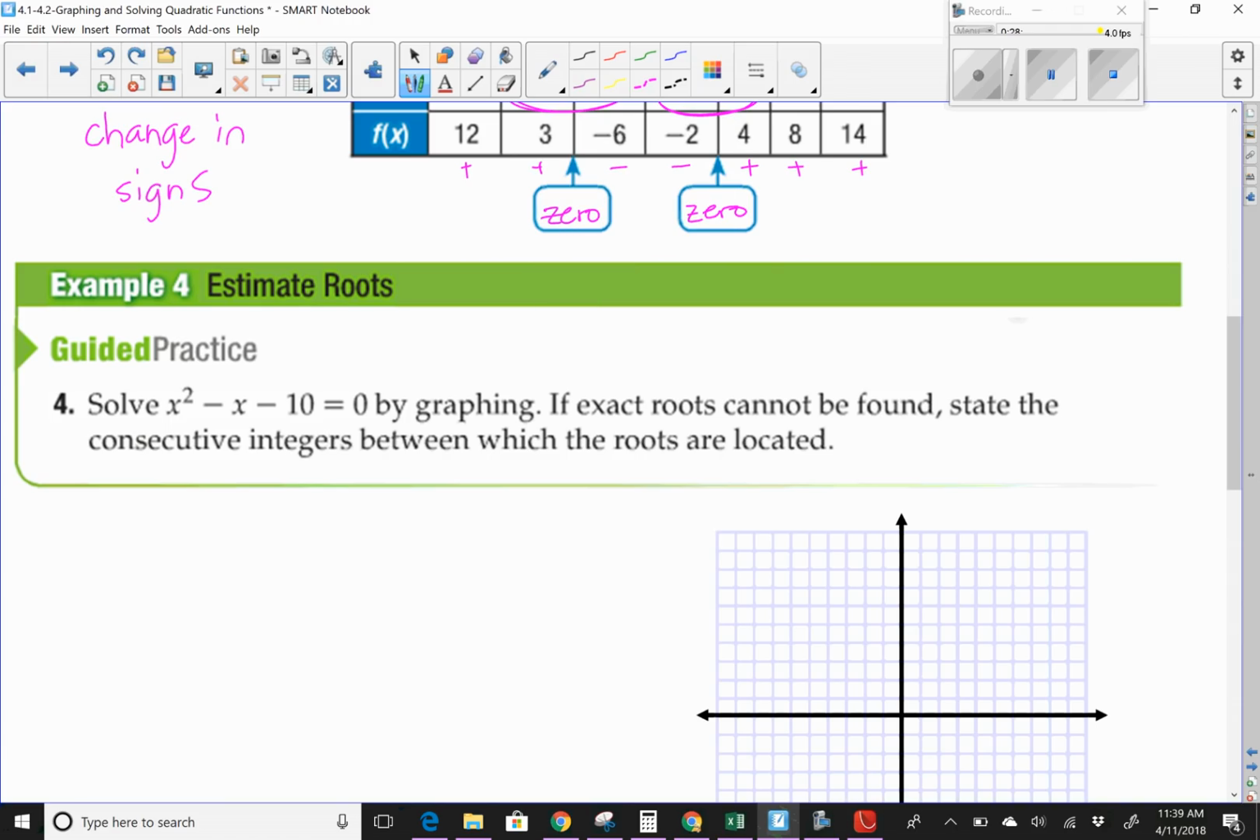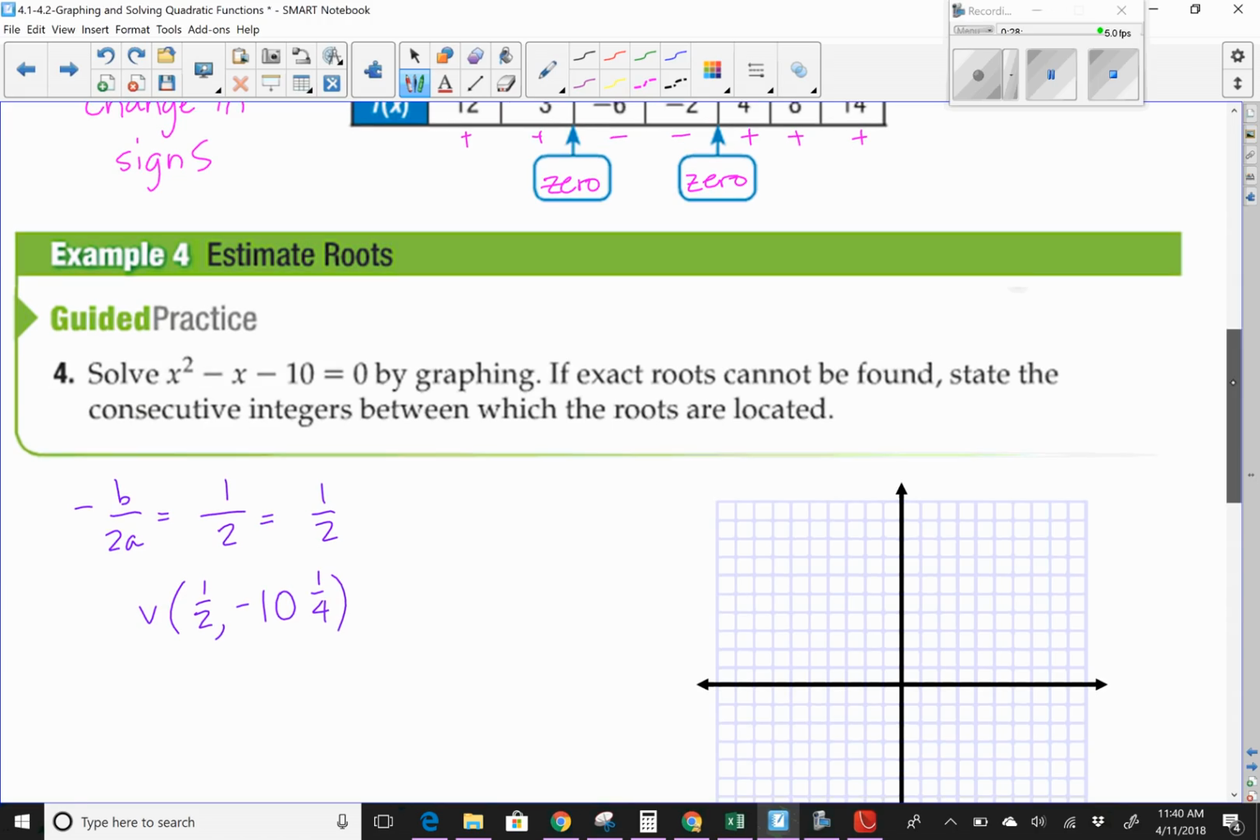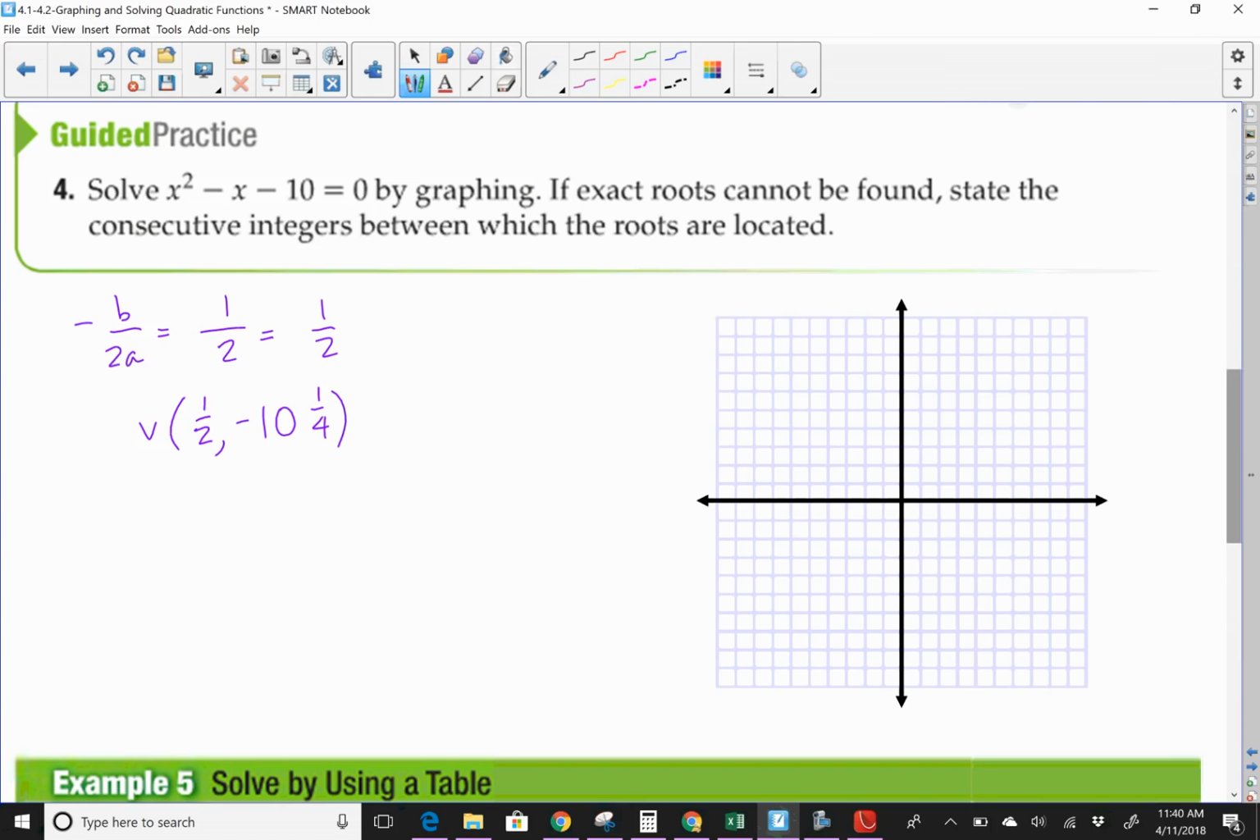So to graph, I've got to find that vertex. I'm going to do negative b over 2a, and that of course is going to be 1 over 2, which is 1/2. I got some fraction. And when I put 1/2 back in there, I'm going to get negative 10 and 1/4. So to graph this, I have (1/2, -10 1/4). So that's down about right there.